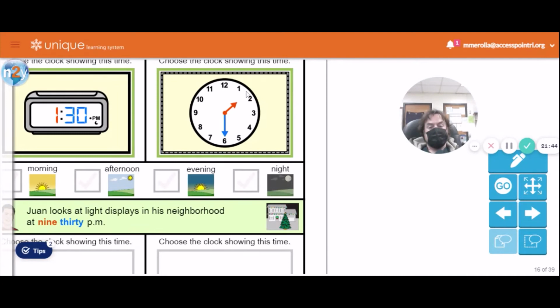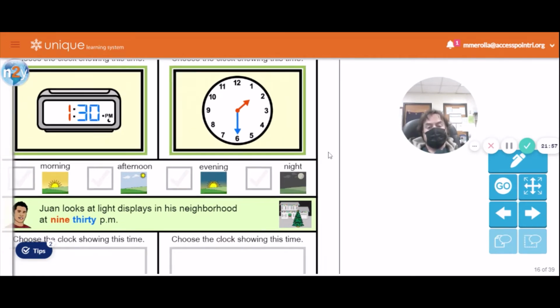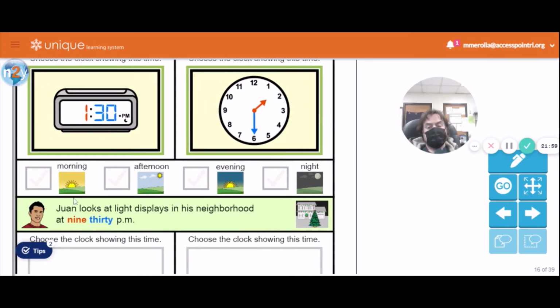The little hour hand is between the 1 and the 2. We're going to go with the 1. We go with the lowest number. And the big minute hand is on the 6, which means 30 on the outside of the clock. So 1:30, is that morning, afternoon, evening, night? You're right, it's the afternoon.